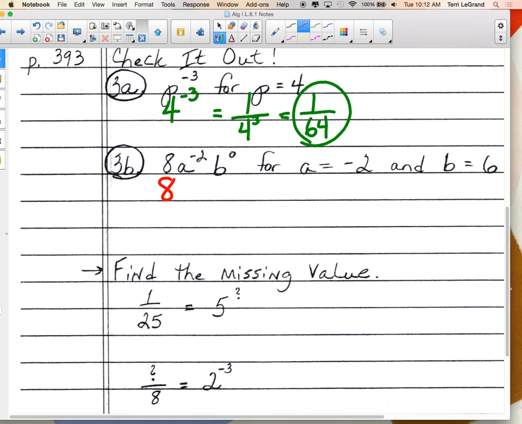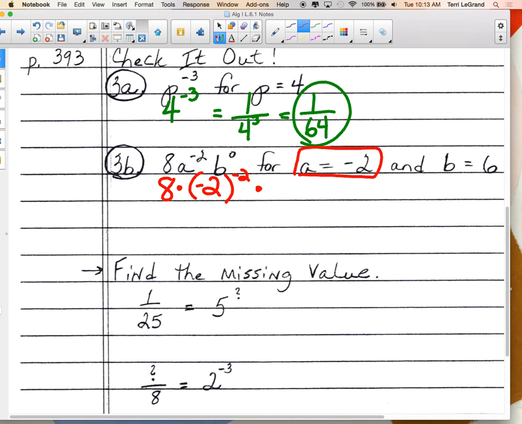Okay, let's go on to the next one. 8 times, we're going to insert some multiplication dots in here. 8 times a to the -2 power over, a is supposed to be -2. Do we need to put that -2 in parentheses? It says right here, put a in. Yes. The base is -2, so it has to go in parentheses.